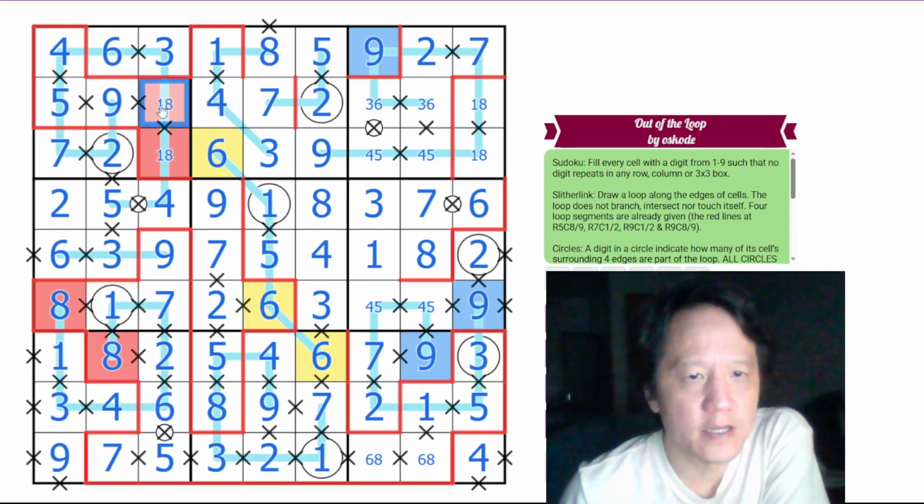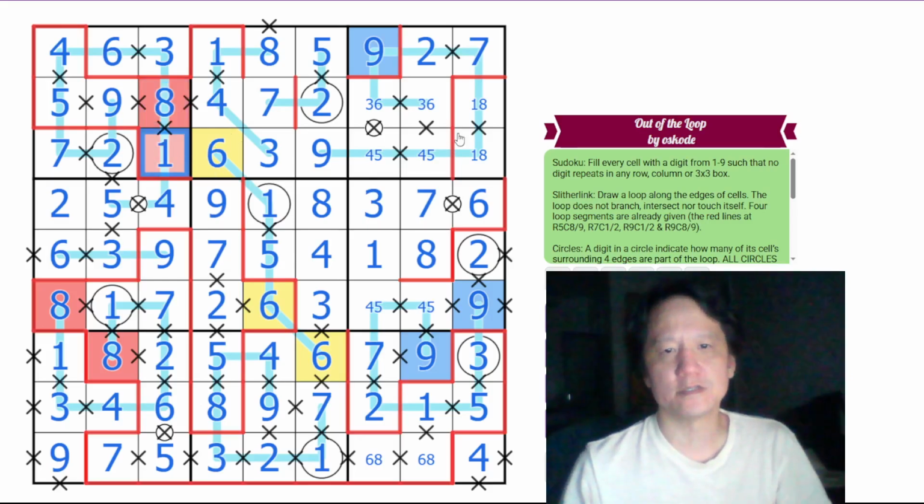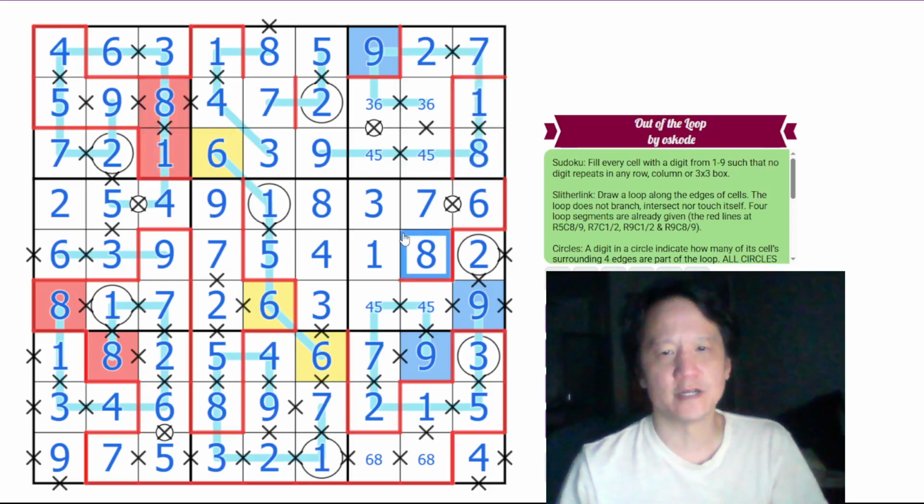This cannot connect at all because that would branch then. So this cannot, this only has 1 slither link around it, so it doesn't have a circle. So this is 8, this is 1, which forces this to be 1 and that to be 8.